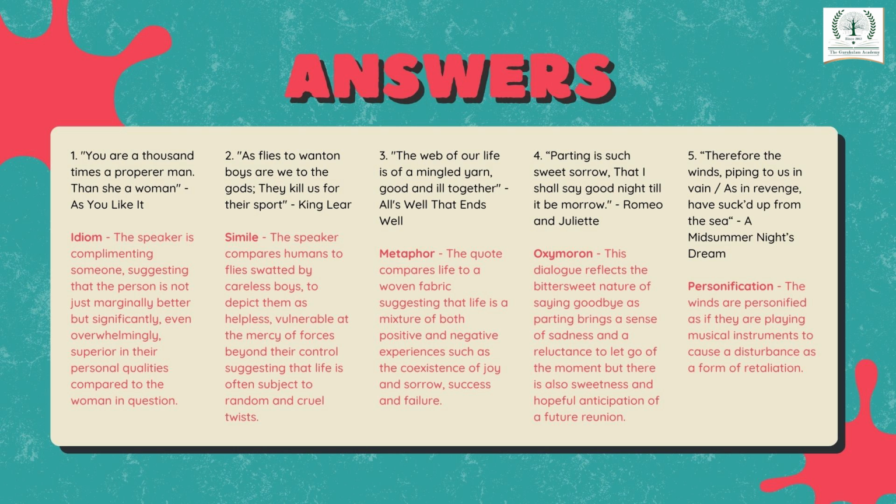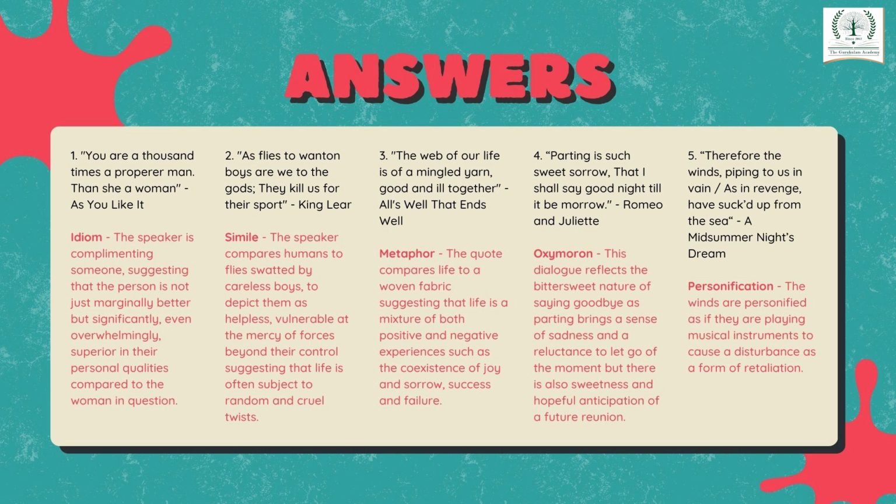Answers. 1. "You are a thousand times a properer man than she a woman." As You Like It. Idiom. The speaker is complimenting someone, suggesting that the person is not just marginally better but significantly, even overwhelmingly superior in their personal qualities compared to the woman in question.